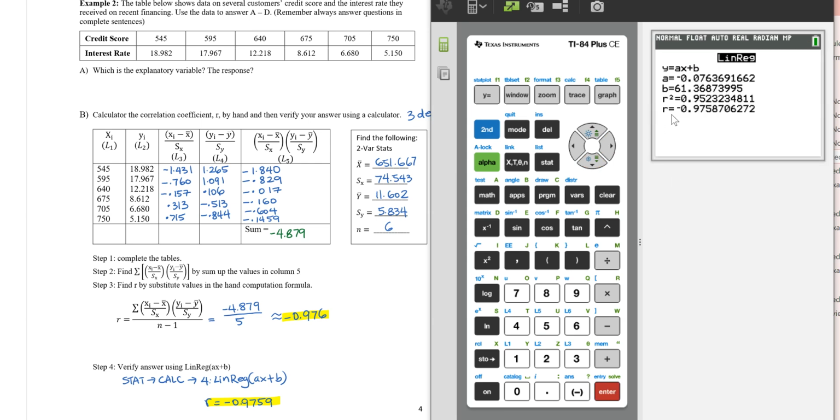Notice that the r score here, if I round it to 3 decimal places, is exactly the same as the value we got over here. That means our computation is really accurate, really close to the actual value, because I used a calculator to assist the process.